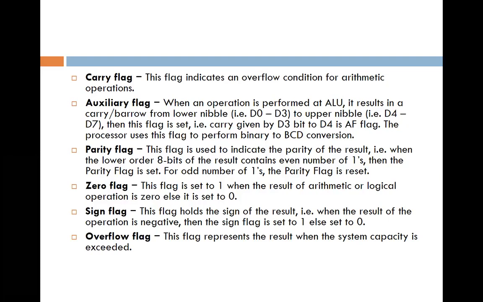Zero flag: this flag is set when the result of an arithmetic or logical operation is 0, else it is set to 0. Sign flag: this flag holds the sign of the result. When the result of the operation is negative, the sign flag is set to 1, else it is set to 0. Overflow flag: this flag represents the condition when the system capacity is exceeded.